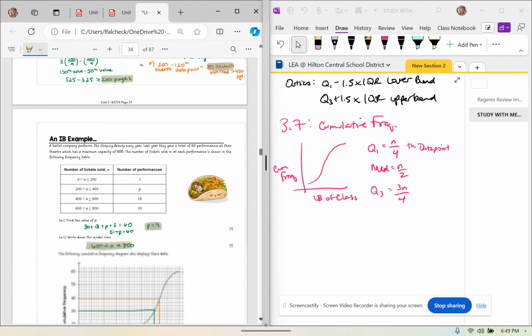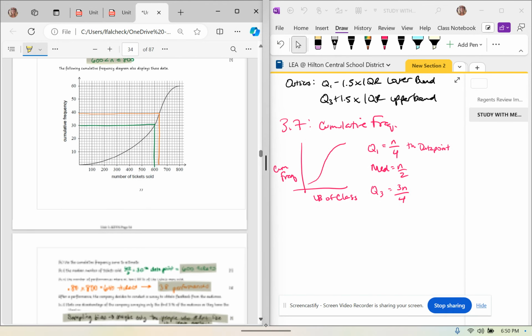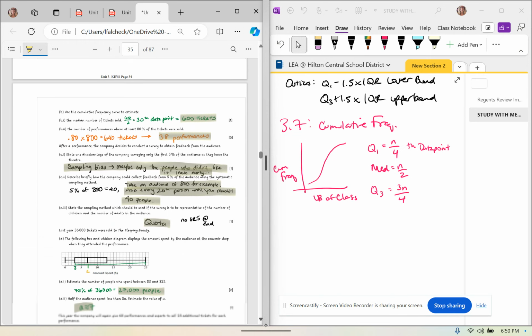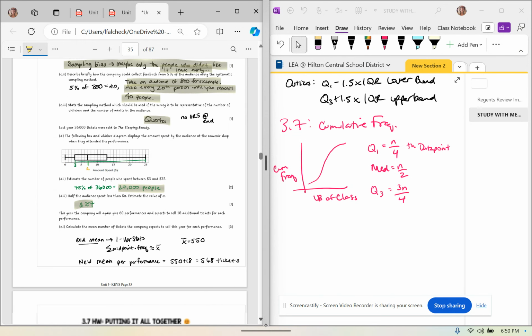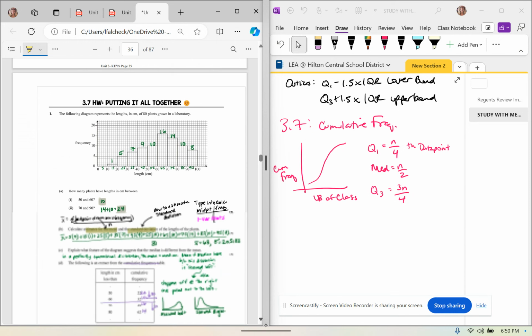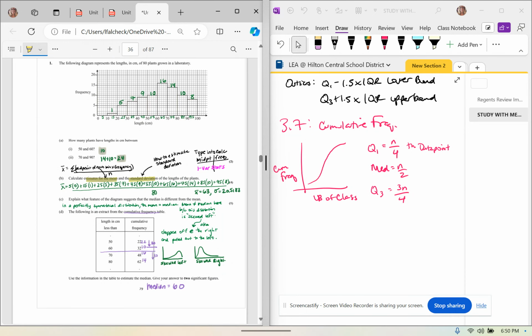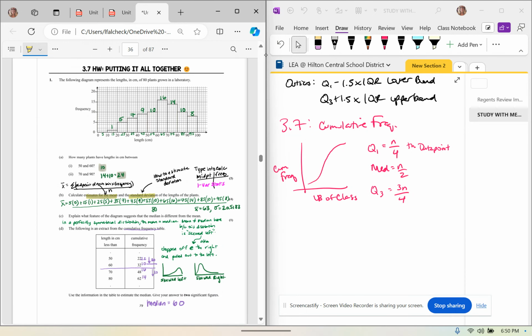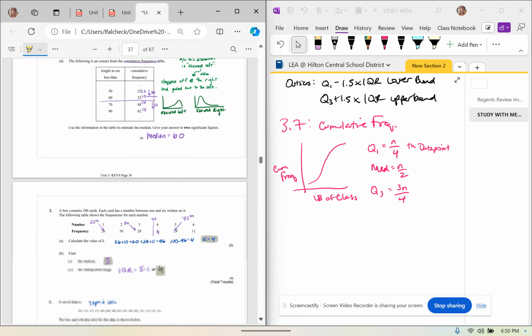Scroll through these problems. Do you remember constructing one? Do you remember reading one to answer questions about it? Just remember that if they give you the total number of participants or things that were canvassed, make sure that your cumulative frequencies end up adding up to that number. And then this was a great homework if you want to read through these problems and just see, which ones did I get? Which ones don't I still get?